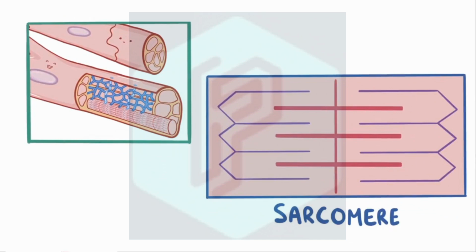The sarcomere is the smallest structure in the muscle that's capable of contracting, so it's considered the basic contractile unit of the muscle. The sarcomere has two Z discs that form its boundary, and an M line in the middle. Attached to the Z disc are thin filaments made of actin protein.